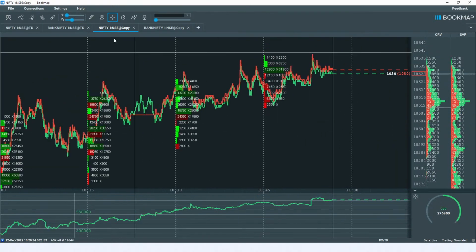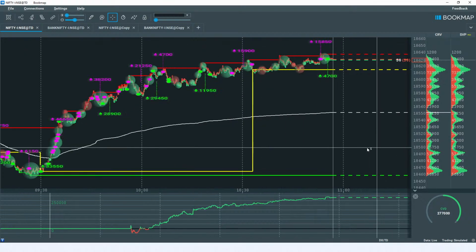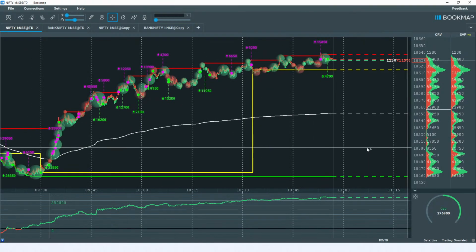Context is important. Once you are clear with the context, you can play with the options. All right. I hope that is clear.